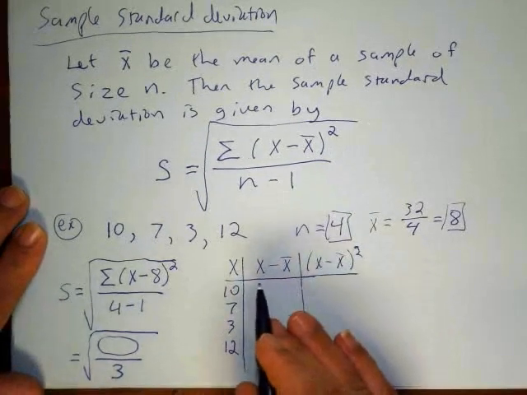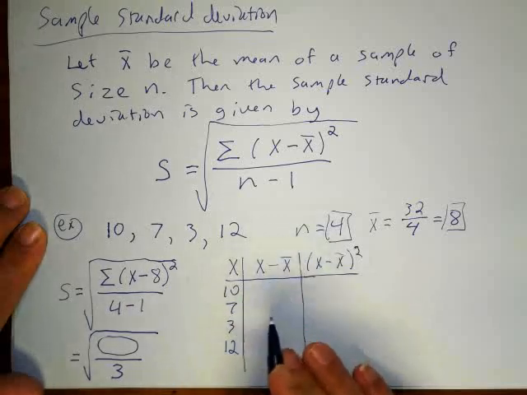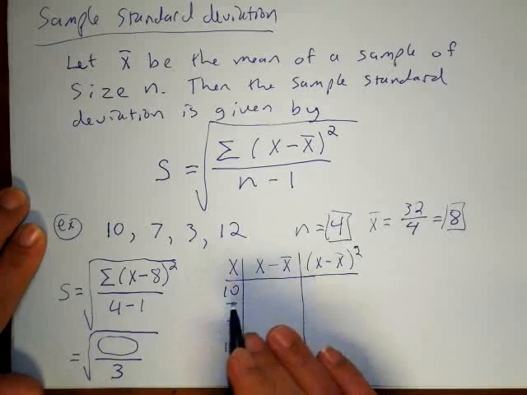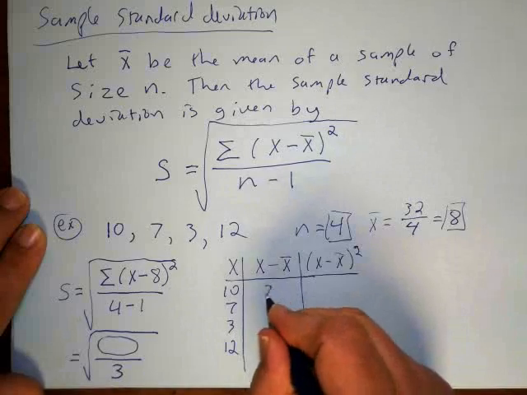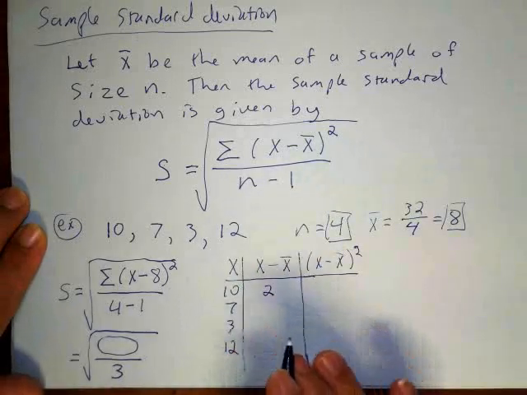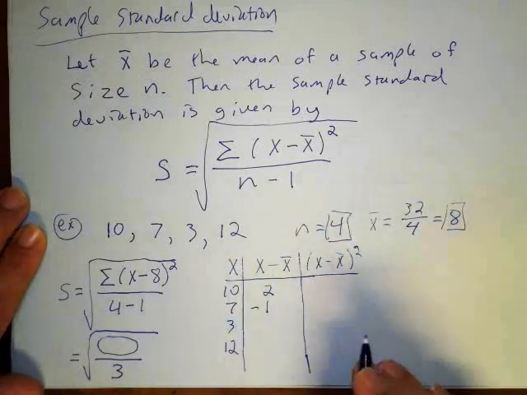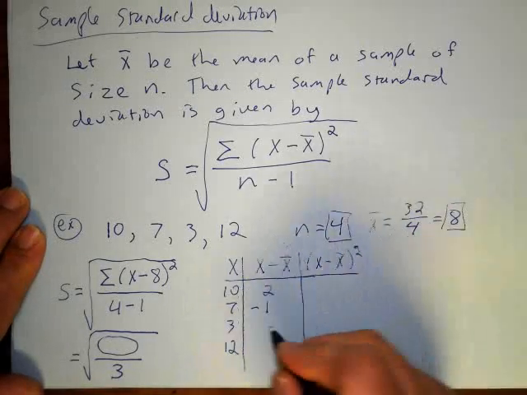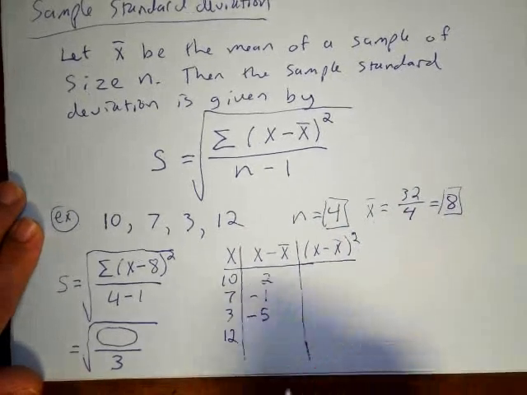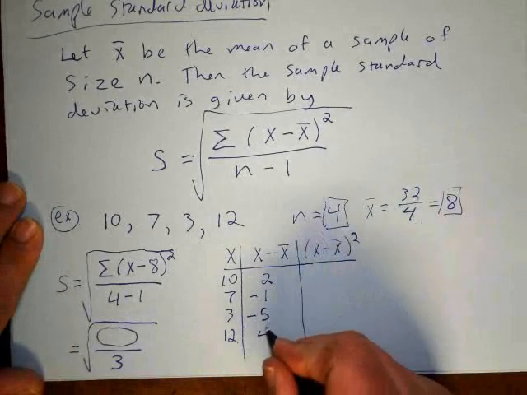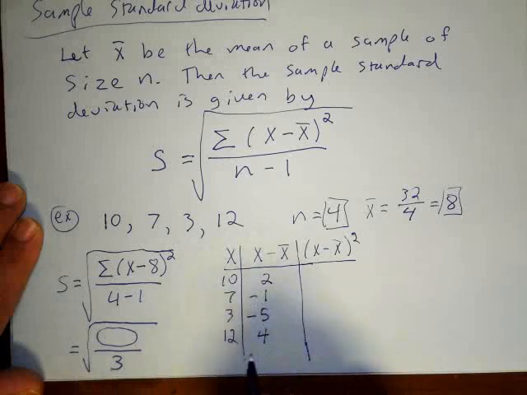Now if you look at this column, x minus x bar, that was the formula for the deviation. So these are actually the 4 deviations. It's how far each value deviates from the mean. So 10 minus 8 is 2, so 10 is 2 units above the mean. 7 minus 8 is negative 1, because 7 is 1 unit below the mean. 3 minus 8 is negative 5, because 3 is 5 units below the mean. 12 minus 8 is positive 4, because 12 is 4 units above the mean.